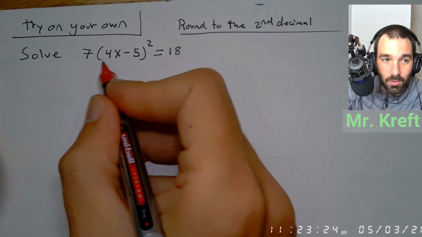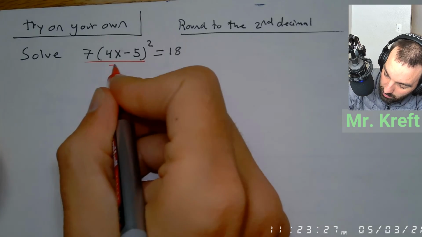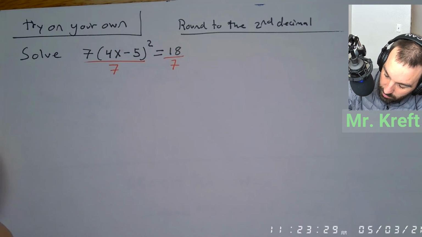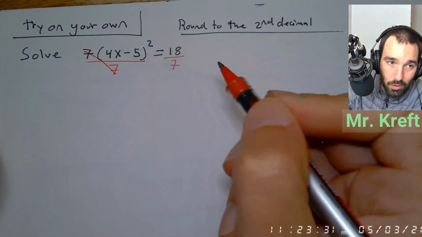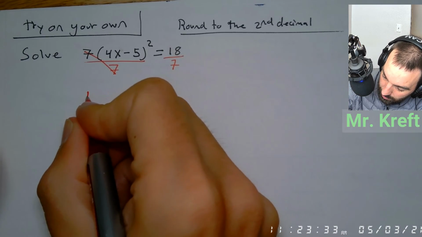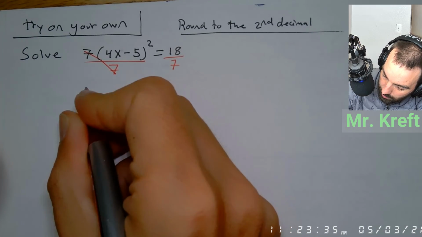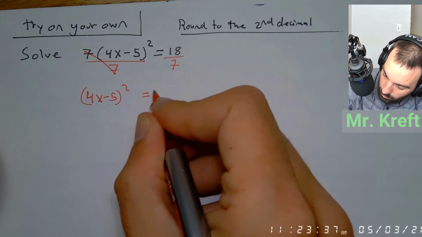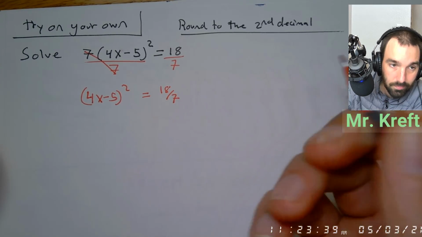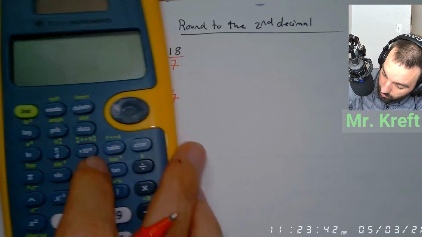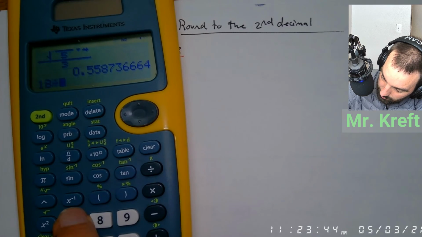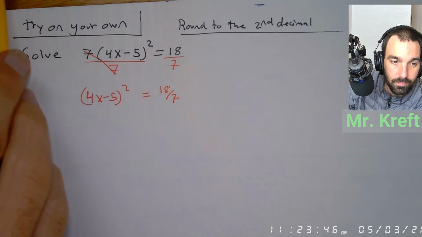Okay. So the first thing I want to do is isolate the squared term. So I'm going to get rid of that 7. 7 doesn't go into 18. So I'm just going to have the quantity of 4x minus 5 squared equals, and then I'm just going to leave it like this, right? And I just want you guys to know, 18 divided by 7 is a number.